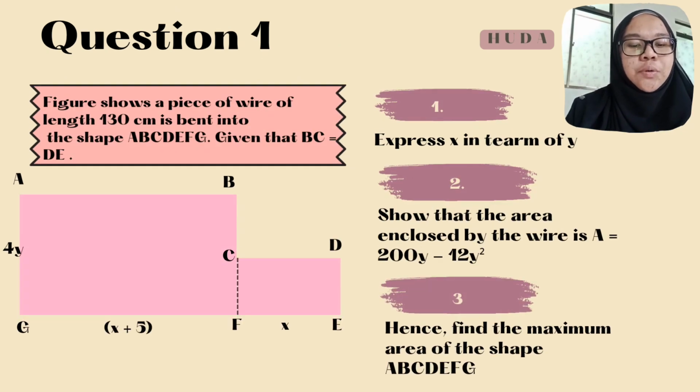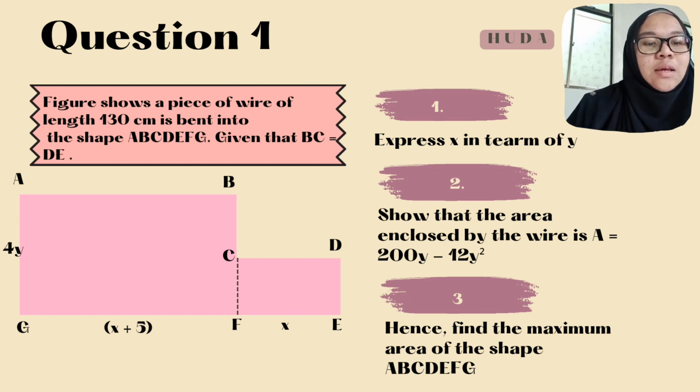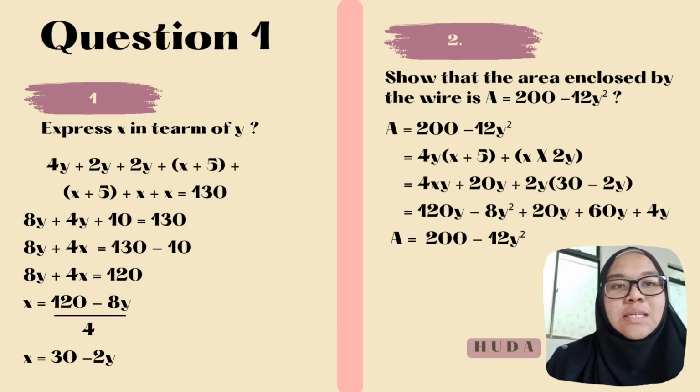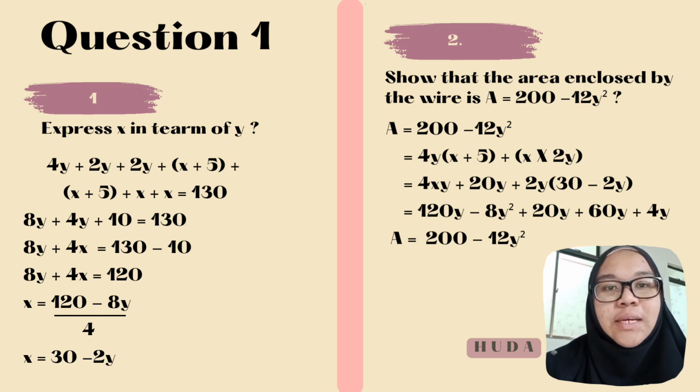Question 1: The figure shows a piece of wire of length 130 centimeters bent into the shape of ABCDEFG, given that BC is equal to DE. The first question is to express x in terms of y. The second question is to show that the area enclosed by the wire is A equals 200y minus 12y to the power of 2. And third, find the maximum area of the shape ABCDEFG.